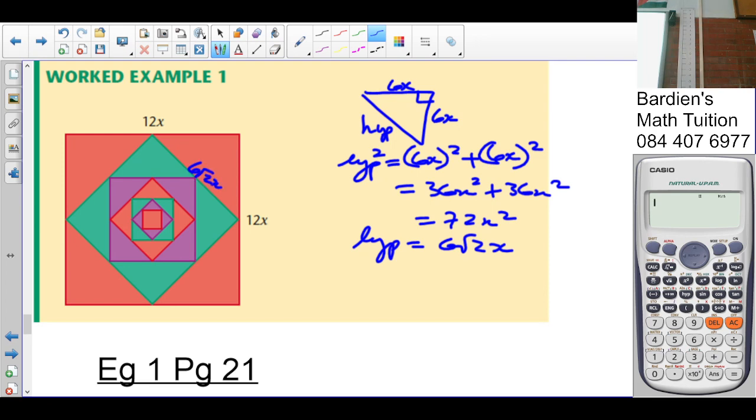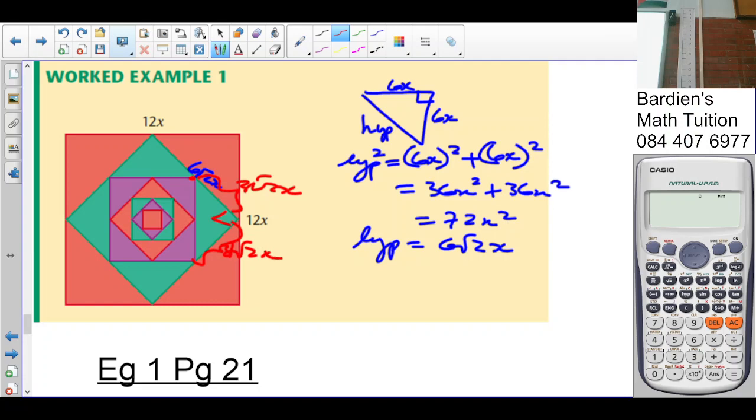So the process is continued. Again, to calculate this length, there's 90 degrees. Remember that this is again a square. That is 90 degrees here. That's the midpoint. So that length is going to be half of 6 root 2x, which is 3 root 2x. The other length is the same, 3 root 2x.